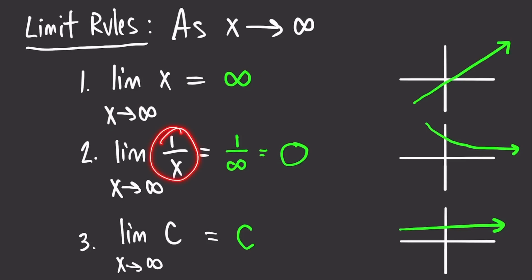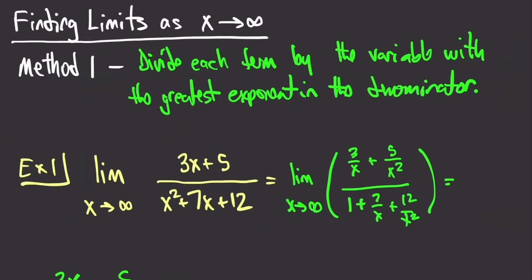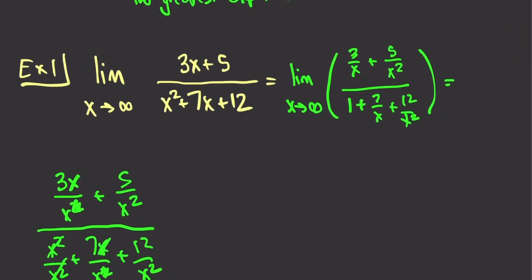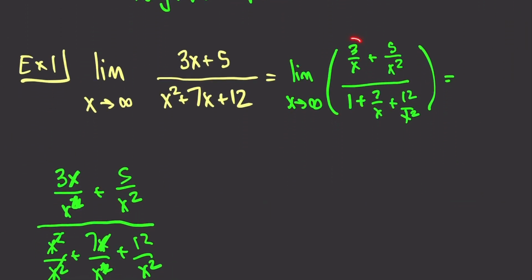1 over x, or 1 over x squared, or 1 over x cubed, or 1 over x to the fourth, it doesn't matter. As x approaches infinity, that's going to give us a 0. And the limit of a constant is just going to be that constant, again, as x approaches infinity. So now I'm going to take my individual pieces, I'm going to take those limits.